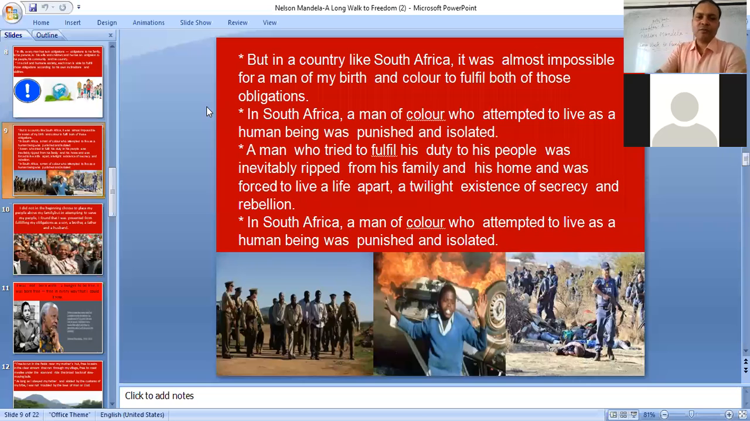A man who tried to fulfill his duty to his people was inevitably ripped from his family and his home, was forced to live a life apart, a twilight existence of secrecy and rebellion.